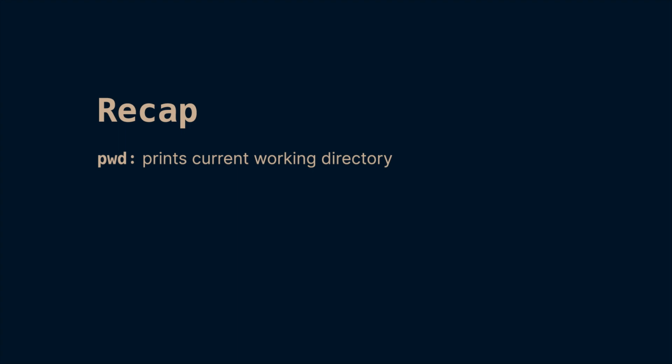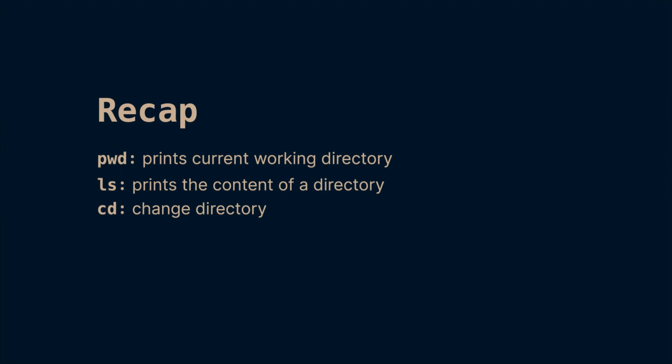That's it for this first video. But before we go, let's do a quick recap. We have looked at the pwd command, which prints the current working directory. We then looked at the ls command, which prints the contents of a directory. We looked at various options that the ls command takes, and we also learned about the cd command, which changes the directory we are in to the specified one. We then looked at relative and absolute paths and how to use them to navigate the file system.